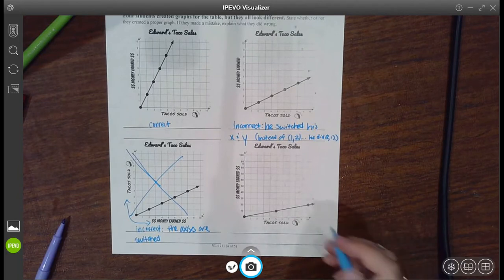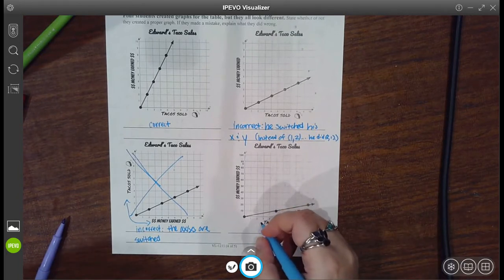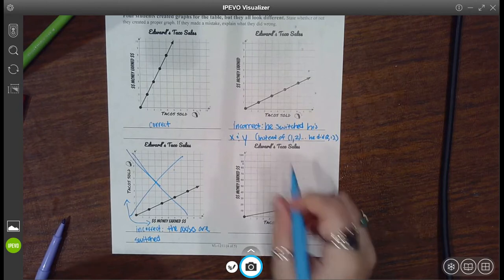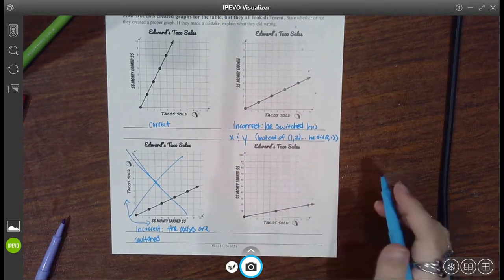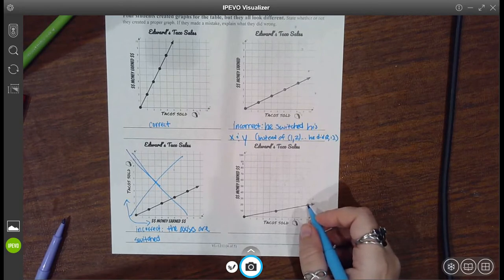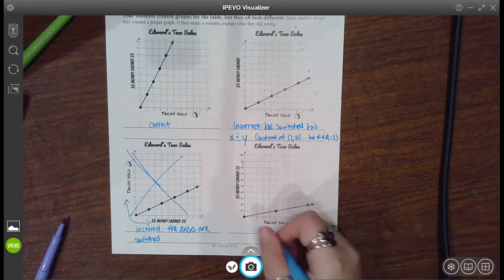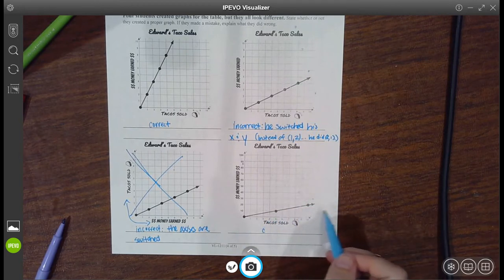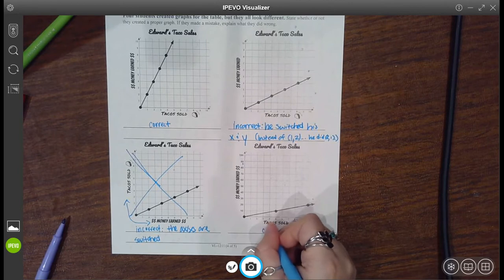All right, and then this last one starts at 0, 0. Let's see, over 5 up 10. That is part of my table, yes. Okay, my next point is over 10 up 20. Over 10 up 20 is also part of my table. So yeah, since it's a perfectly straight line, you know it's going to follow a good pattern. So this is correct as well.